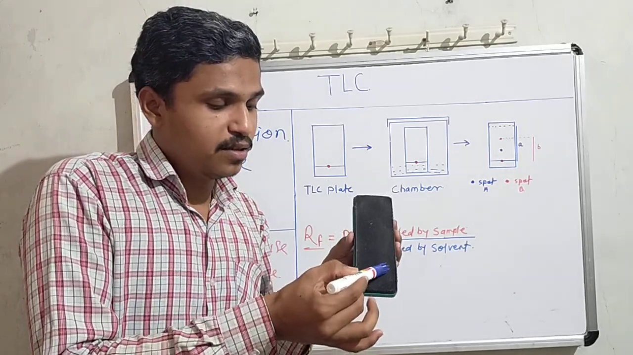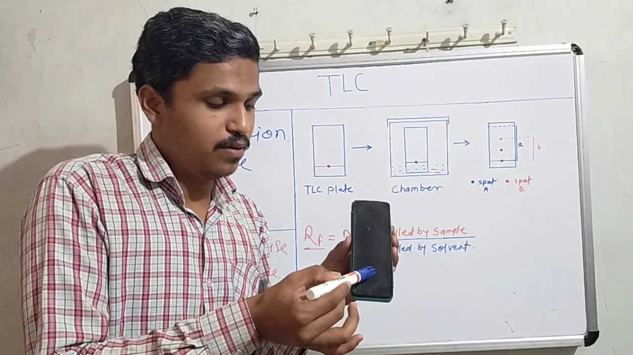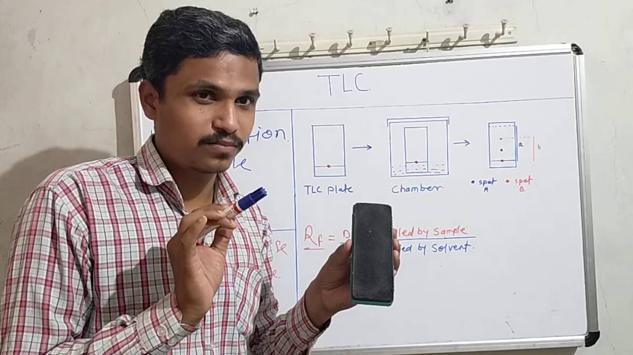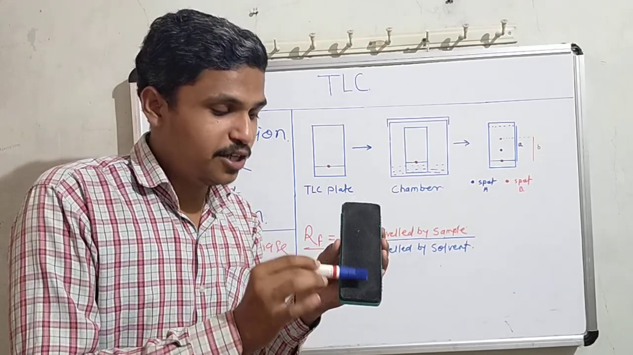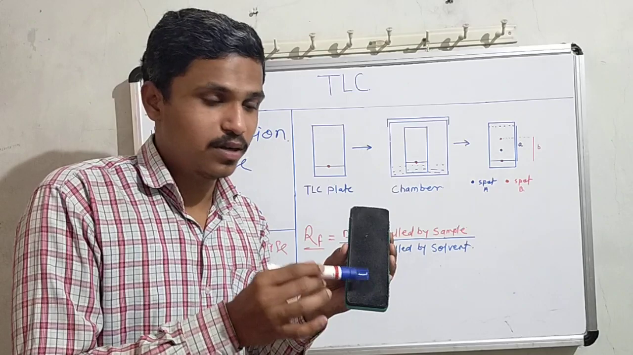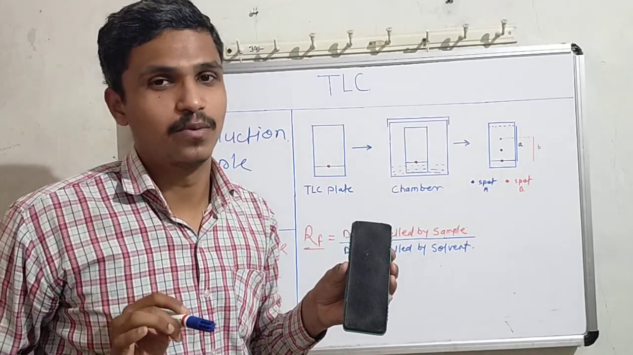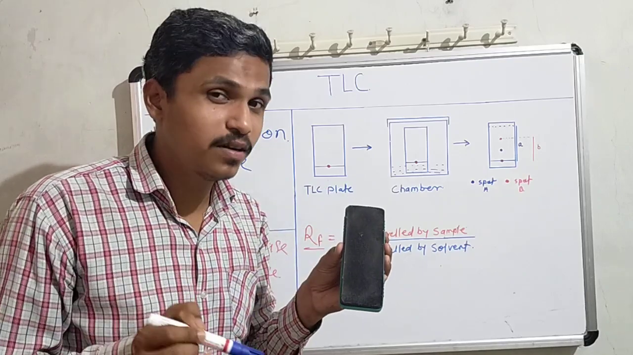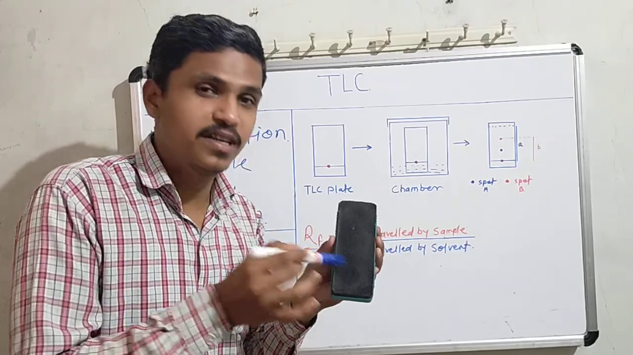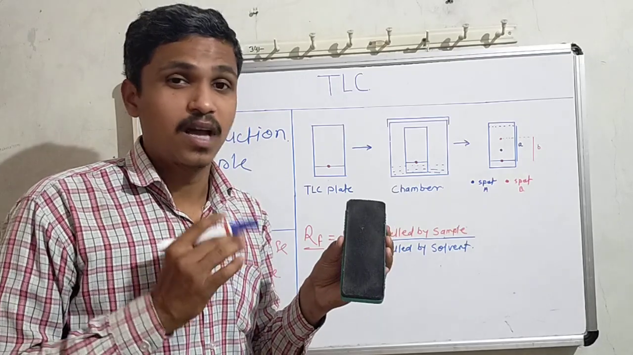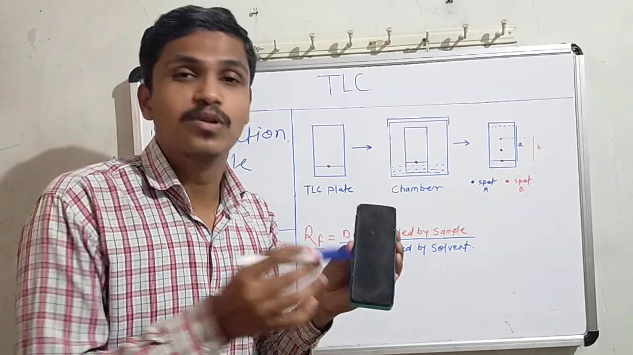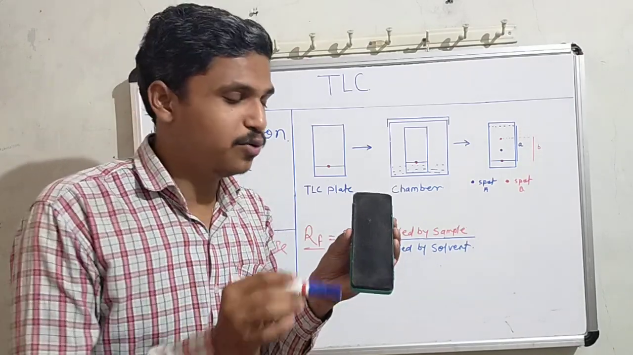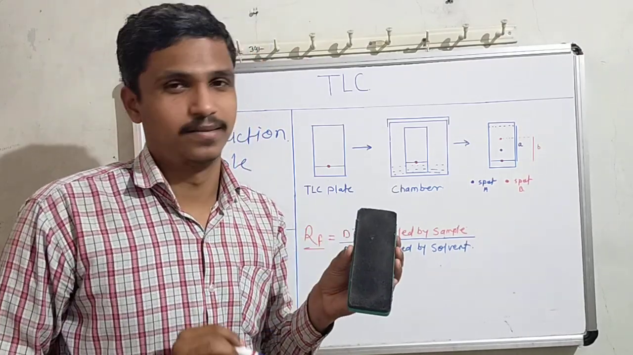In a mixture, the compound containing the polar component travels very slowly. Why is it so? Because the stationary phase, the silica gel, is highly polar, and the compound present in the mixture is again polar, having the same nature, so they form a strong interaction. They show a strong affinity toward the stationary phase, so they travel very slowly.